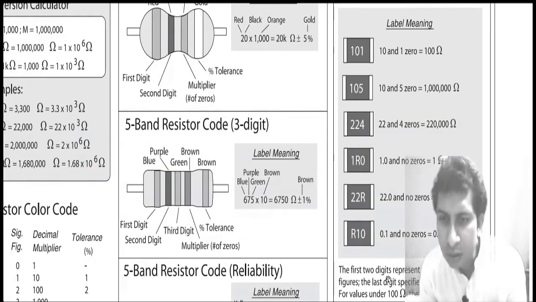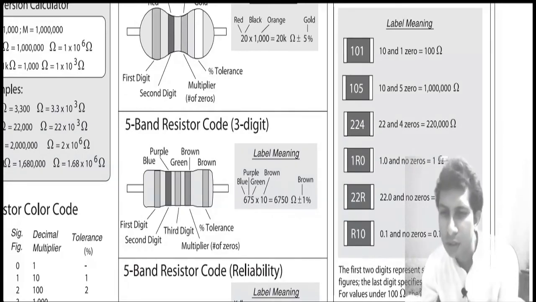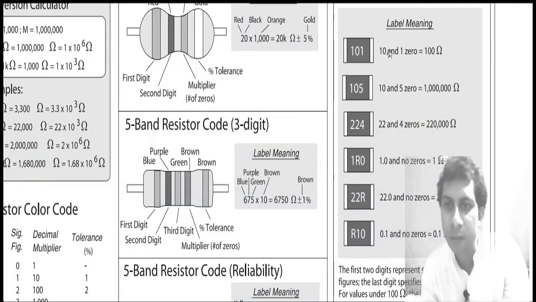The first two digits represent the significant figures, and the last digit specifies the multiplier. Okay. For example, 101. The first two digits from the left-hand side are used as digits, that means 10, and the last one is used as a multiplier, that means 10 raised to the power 1. That means 10 multiplied by 10 will be a value of 100.